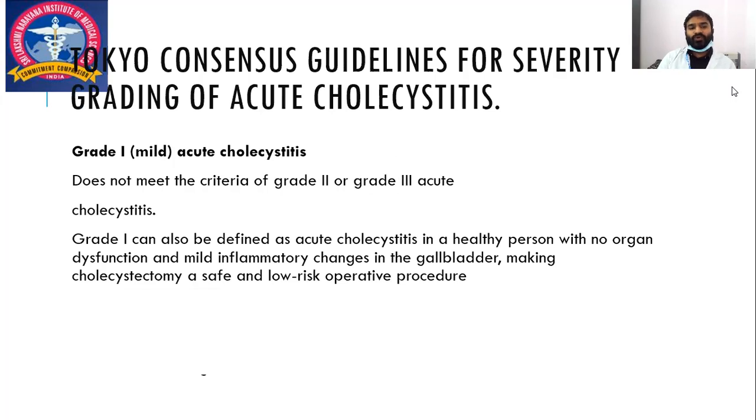These are the Tokyo Consensus guidelines for severity grading of acute cholecystitis. Grade 1, which is a milder form, does not meet the criteria of grade 2 and grade 3 acute cholecystitis. Grade 1 can also be defined as acute cholecystitis in a healthy person with no organ dysfunction and mild inflammatory changes in the gallbladder, making cholecystectomy a safe and low risk operative procedure.